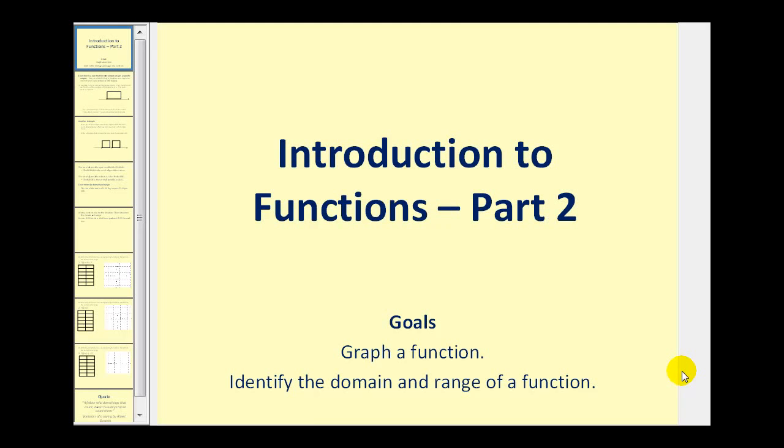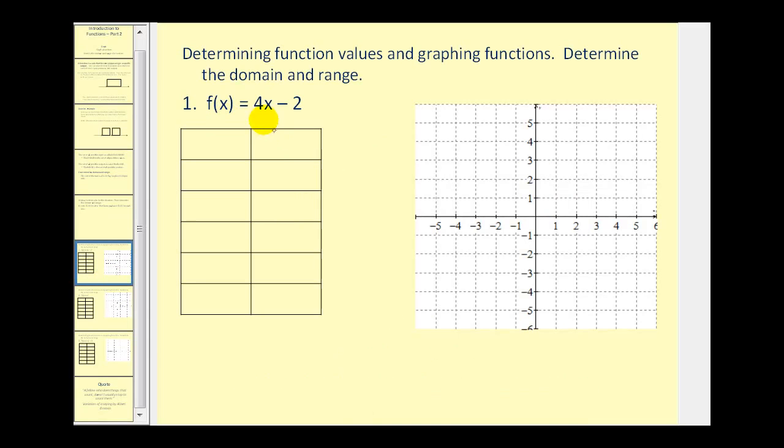Welcome to part 2 of an introduction to functions. In this video we'll take a look at graphing a function and also how to identify the domain and the range of a function. The good news is that graphing a function is just like graphing any other equation that we've done in the past.